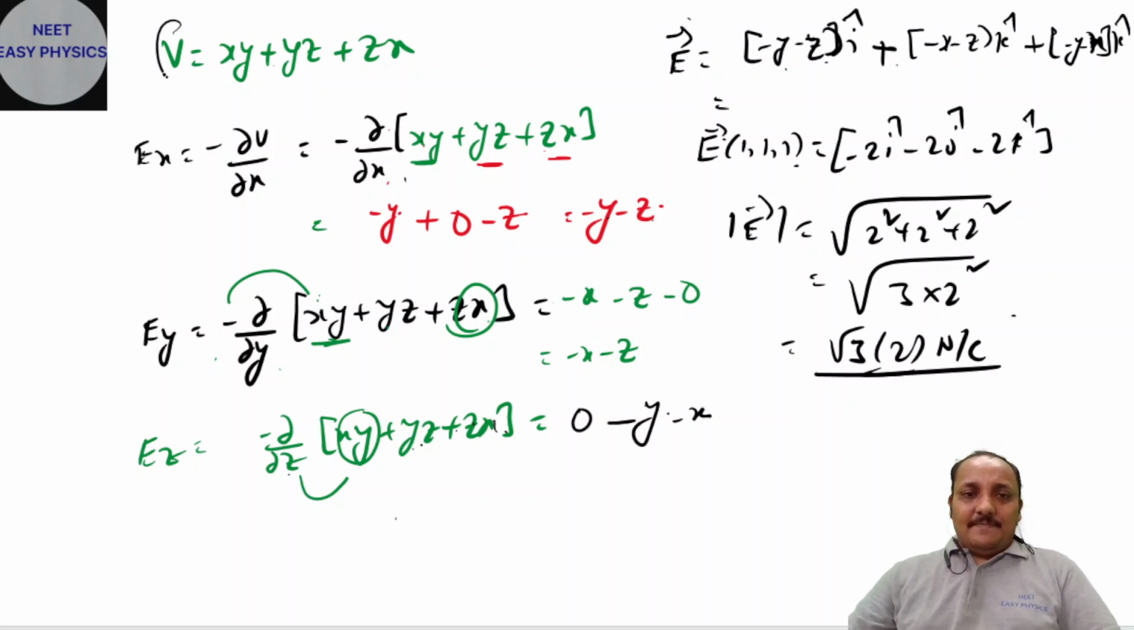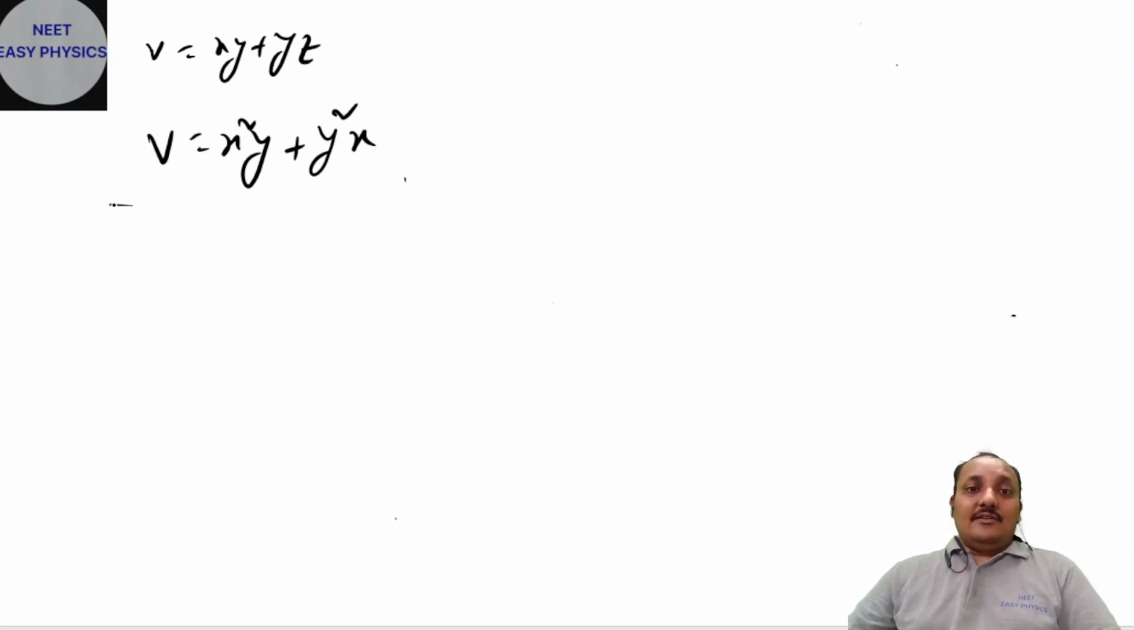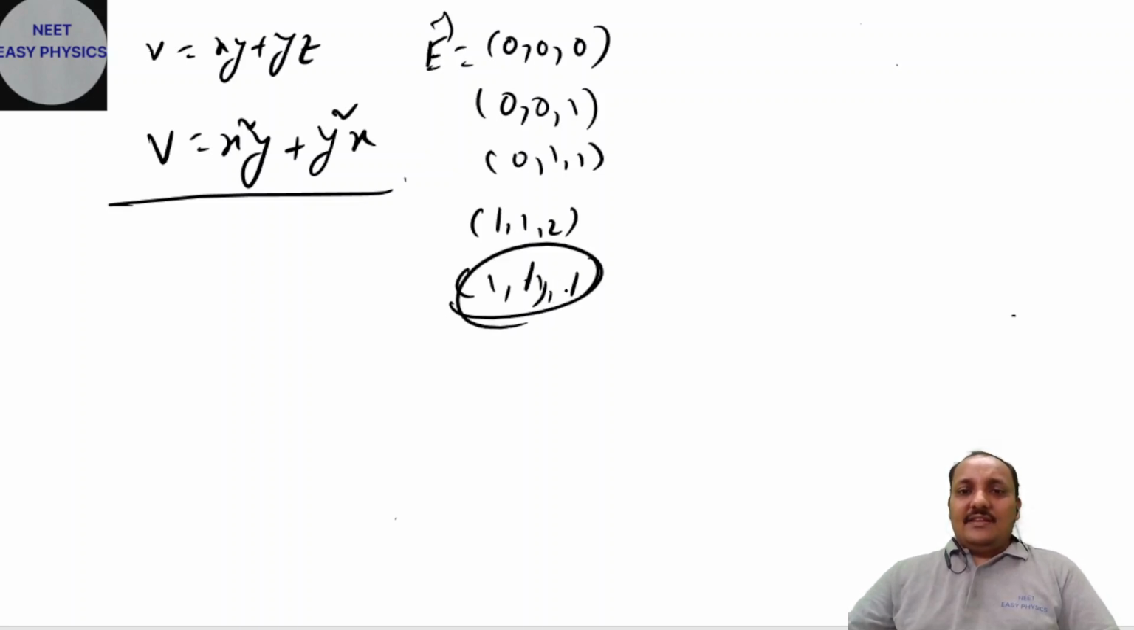So like this we can do n number of problems. This V, they may give anything. V may be x square y plus y square x, so in this there is no z. Like that they can give anything. So E bar, they are going to ask at 0 comma 0 comma 0, 0 comma 0 comma 1, 0 comma 1 comma 1, 1 comma 1 comma 2, 1 comma 1 comma 1, like this anywhere they will ask.